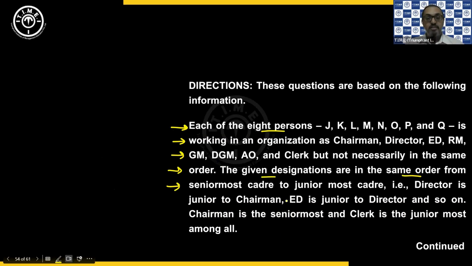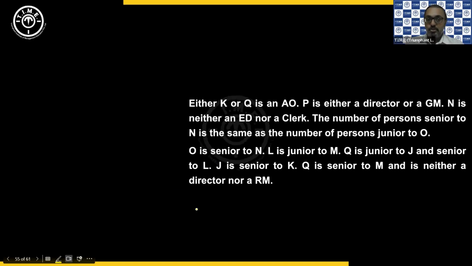Okay. So chairman is the senior-most, clerk is the junior-most. That is, director is junior to chairman, ED is junior to director, and so on. So chairman is the senior most and clerk is the junior most among all. Now this tells you that we need to fix designations first in the given order. So from top to bottom, we arrange them in the given order. So senior most will be at the top, junior most will be at the bottom. So when he says senior, we can take above. When he says junior, we can take below. So that way, it is easy to understand the instructions.